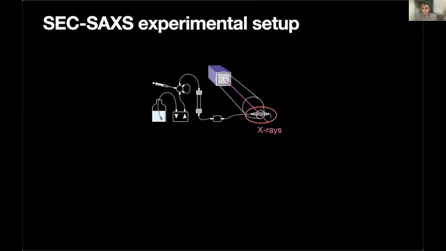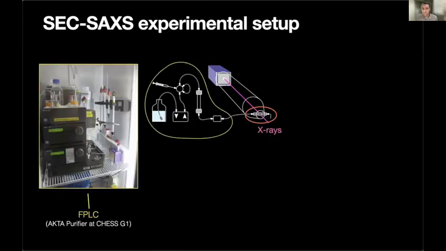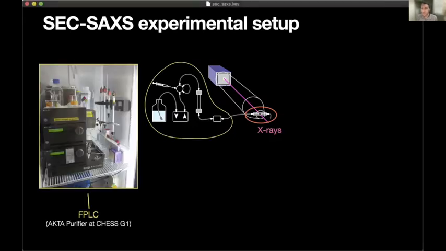Okay. So here I just want to give a more concrete view of what the experimental setup looks like. This example is from CHESS, although it's fairly old. The CHESS setup doesn't look quite like this anymore. But basically you have a commercial fast protein liquid chromatography machine like this ÄKTA, where all the pumps and valves and columns are integrated into one box.